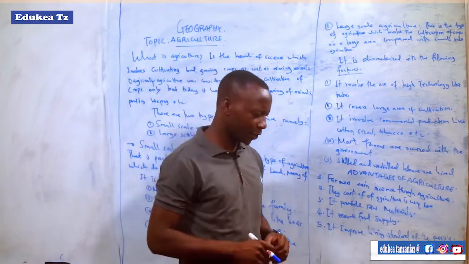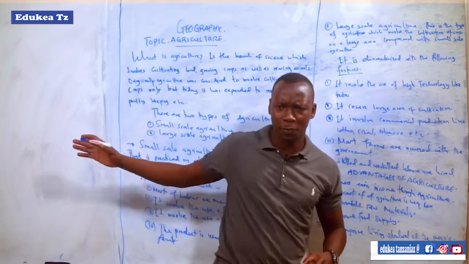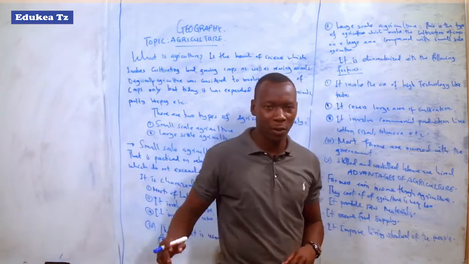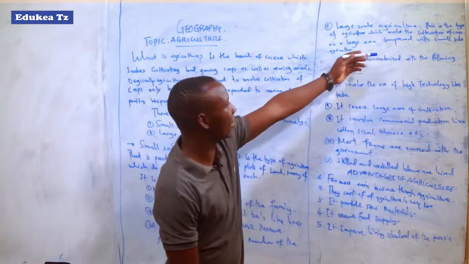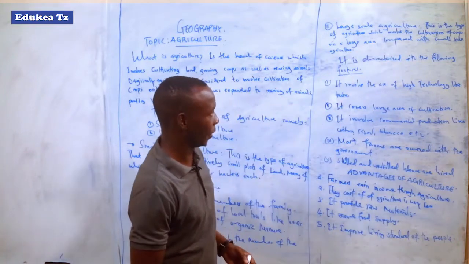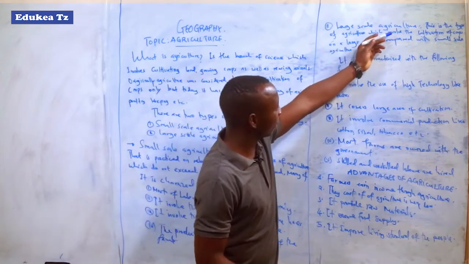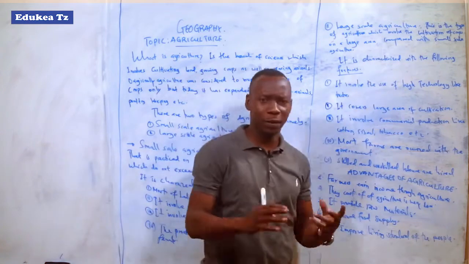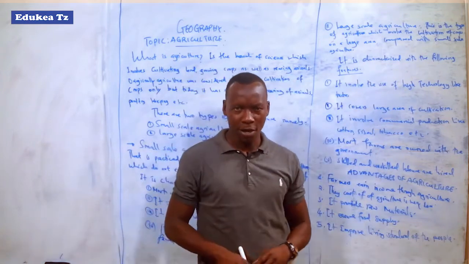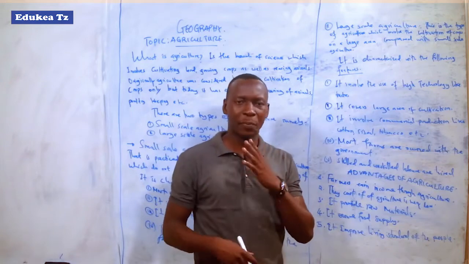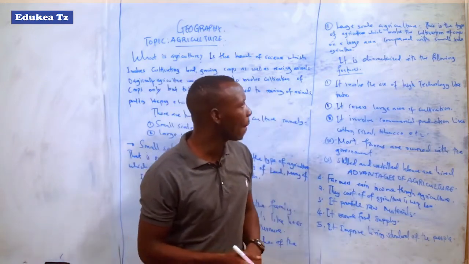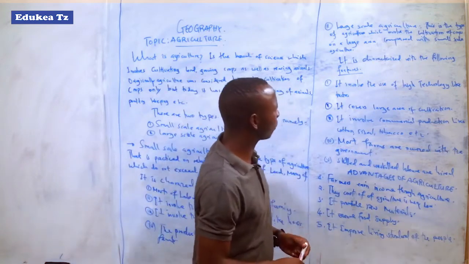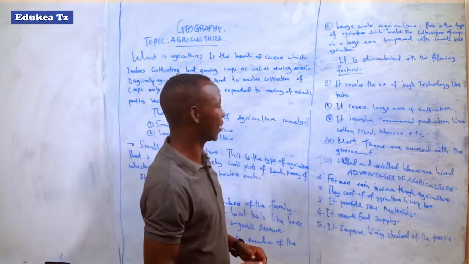So this type of agriculture is quite different from small-scale agriculture. As you have said, small-scale agriculture covers a small area, but this one covers a larger area of land. It automatically involves the use of science and technology, like tractors, machines, and the application of fertilizers and other things so that the agriculture can succeed.